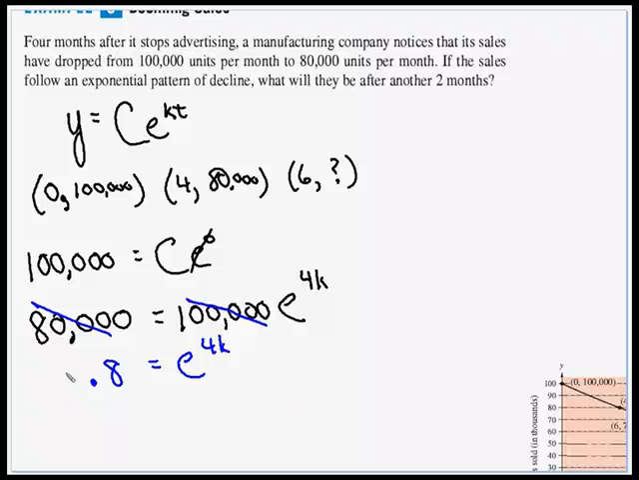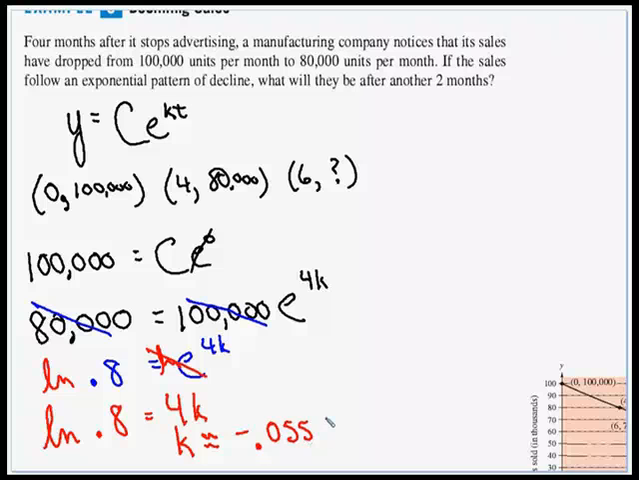And then we take the natural log of each side. The ln of 0.8 is equal to the ln of e, which cancels out. We have our 4k. And then when we divide both sides by 4, we're going to get a k value of approximately the ln of 0.8 divided by 4, which is negative 0.0558.